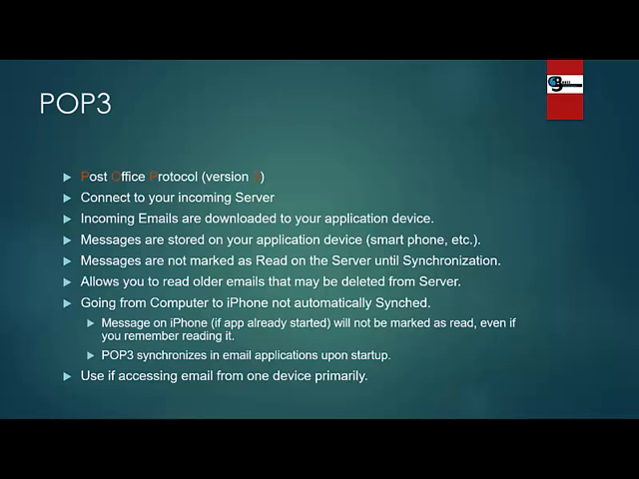Now, POP3 will synchronize in email applications when it starts up. But after that, you'll have to do a manual synchronization. This is a little bit more efficient of a service. However, we want to use this only if we're going to be getting our email on one device. That is, if you're only going to get email on your iPhone, POP3 is probably a better way to go. Just remember that things have to be synchronized manually or by shutting down your app and starting it back up.